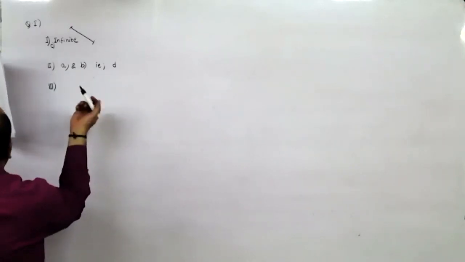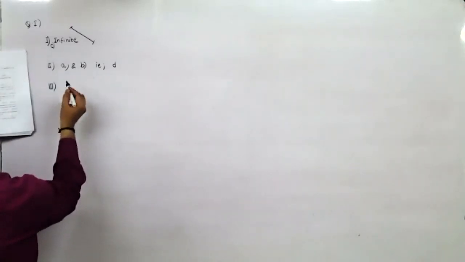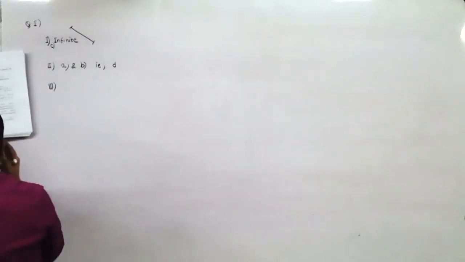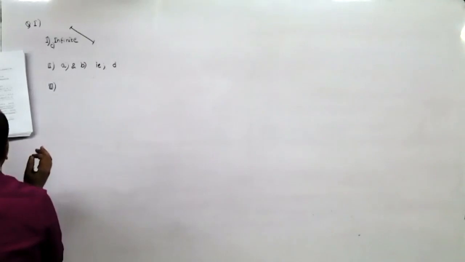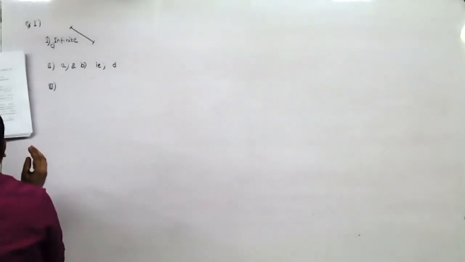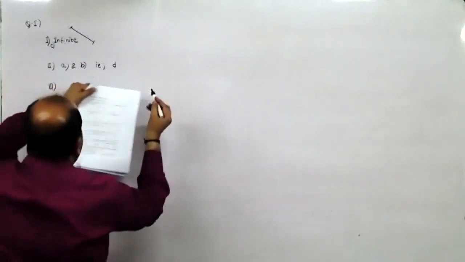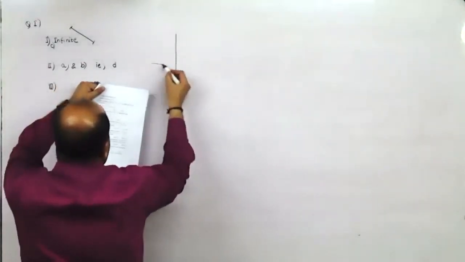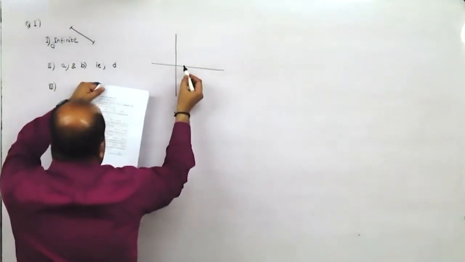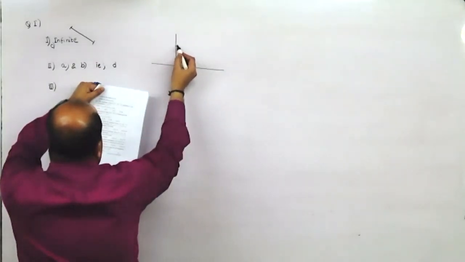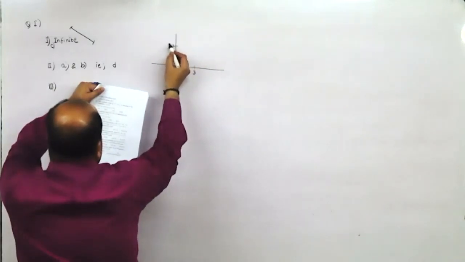Followed? The maximum value of z equal to 3x plus y subject to this is what? Now, the first thing is we'll have to quickly plot this. It is 4x plus 3y equal to 12. I'll say x upon 3, y upon 4. So this is one line.